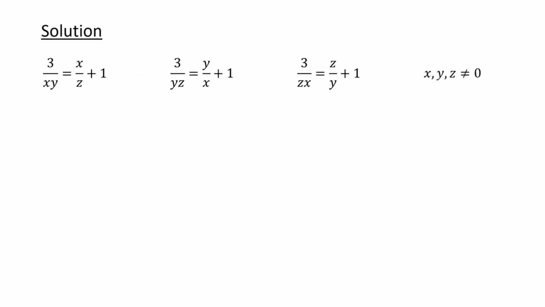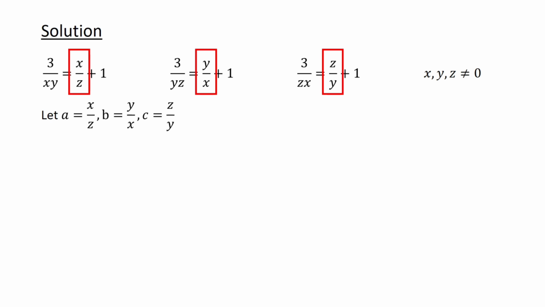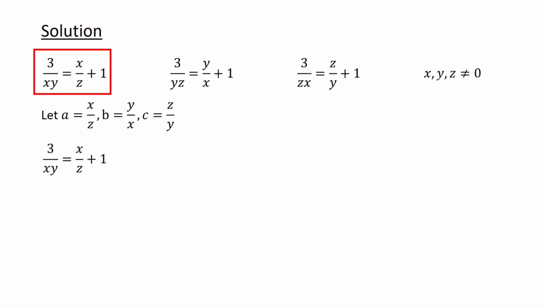And now for the solution. First, observe that the variables on the right hand side of the equations are of the form x over z, y over x, and z over y. With this in mind, let's make the substitutions a equals x over z, b equals y over x, and c equals z over y. Let's try to express the first equation in terms of the new variables.